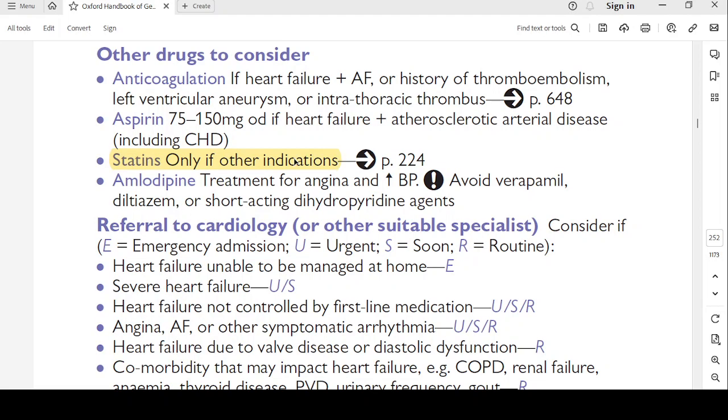So now you routinely don't prescribe statins in the case of heart failure unless the other indications are present. What are the other indications? When we read statin, we knew one of them, which I remember is a 10-year cardiovascular risk, that is QRISK score more than 10%.